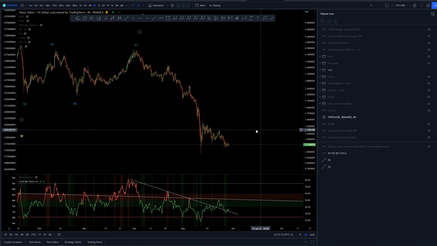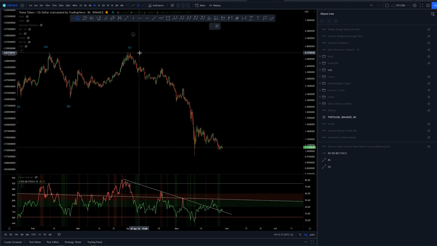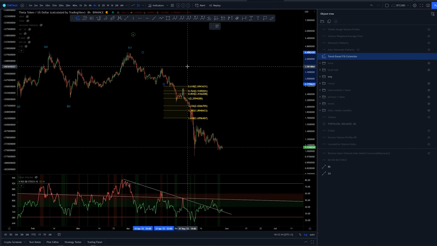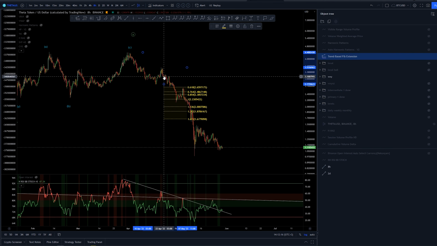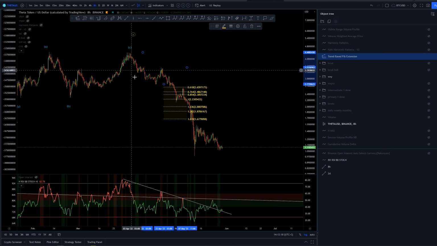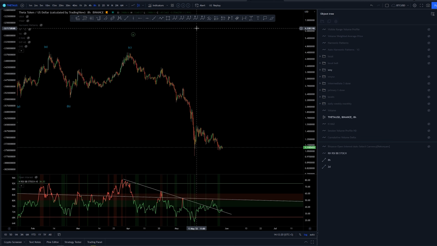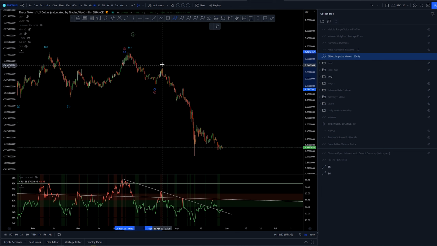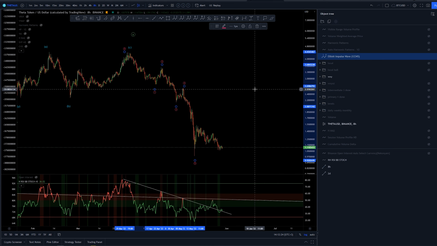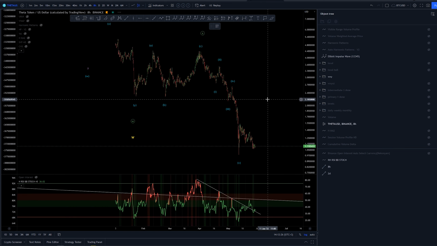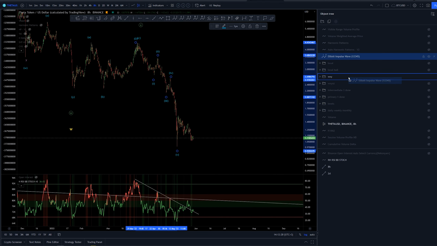Now what could this be? We have a couple of different options. We can see that this third wave or possible third wave would be bigger than the first wave here as well. So we could be having this as a 1, 2, 3, 4 and 5. So yeah, it is definitely possible.